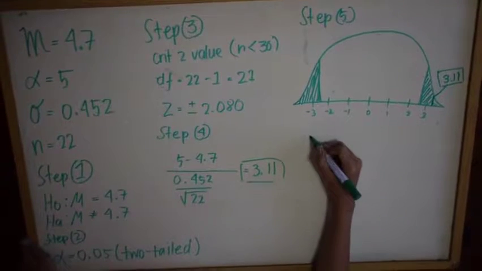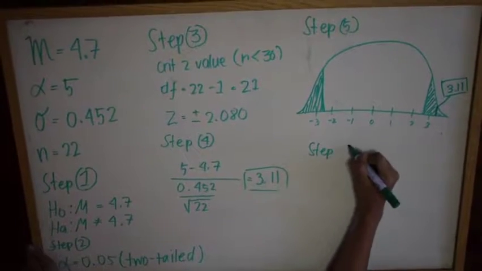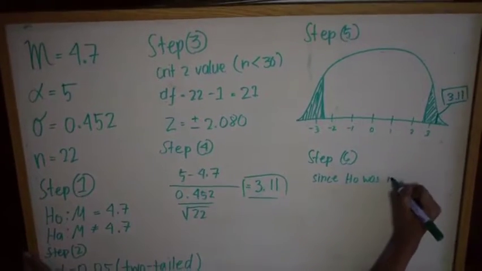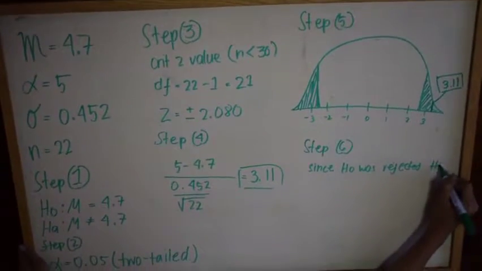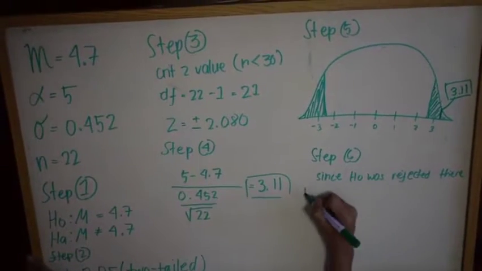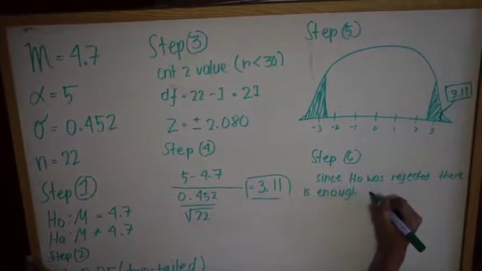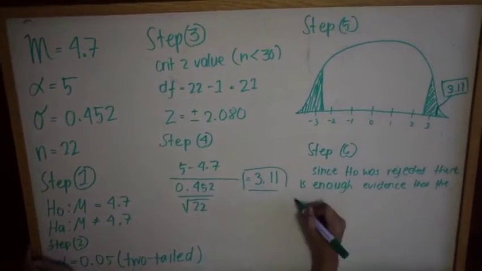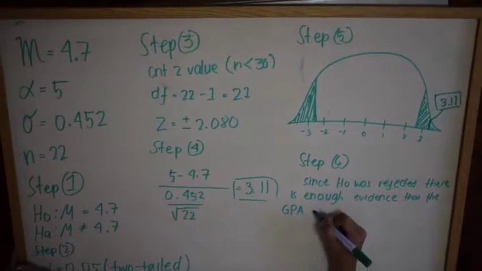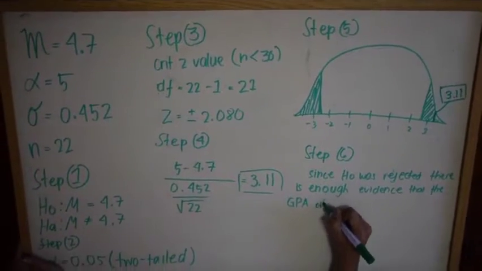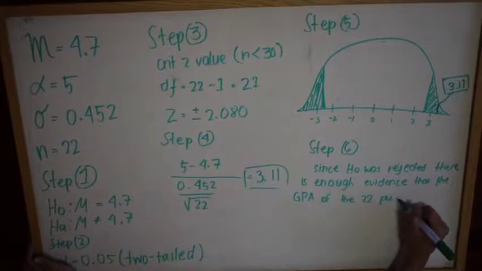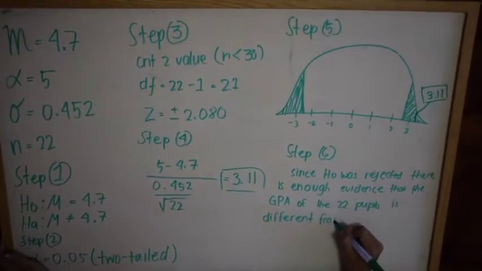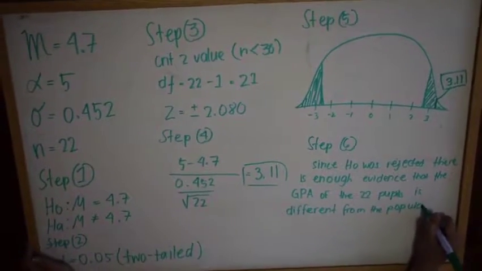So for our step 6, since H0 was rejected, there is enough evidence that the GPA of the 22 pupils is different from the population GPA. So basically, computing all the given resulted in the rejection of H0, and we need to accept HA that mu is not equal to 4.7.